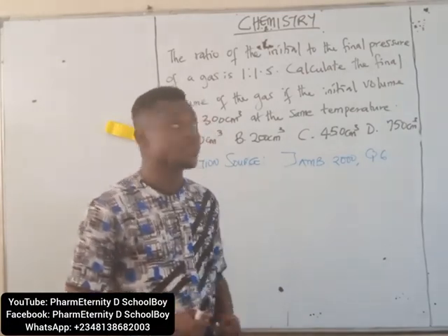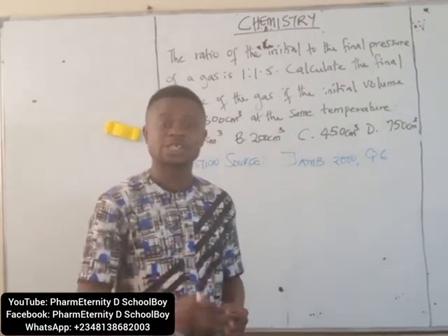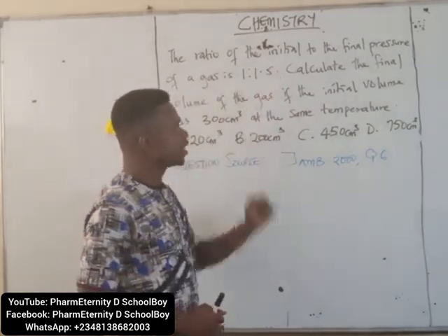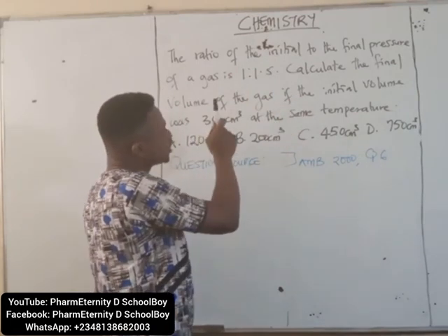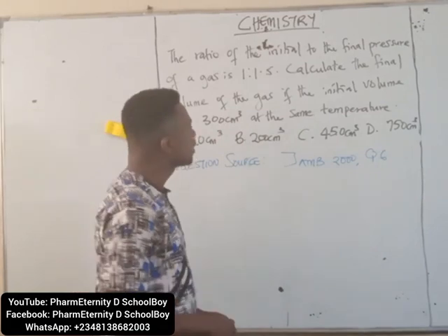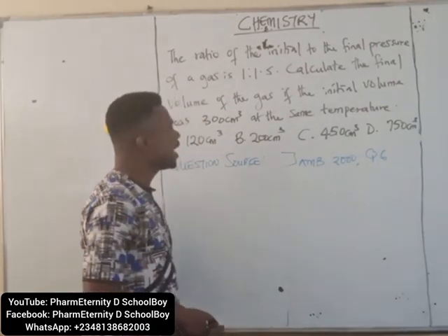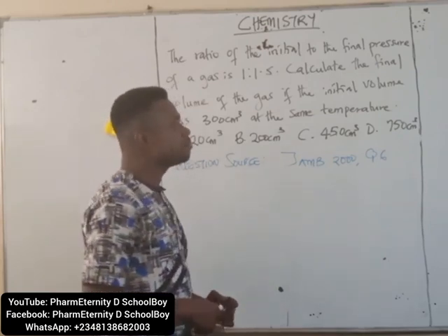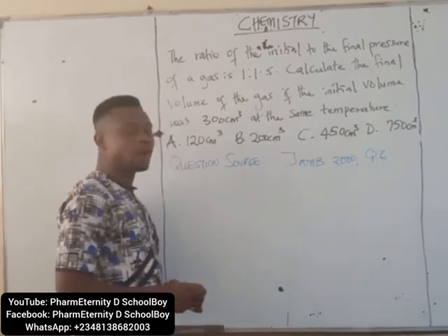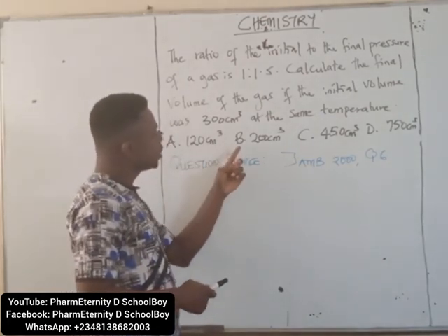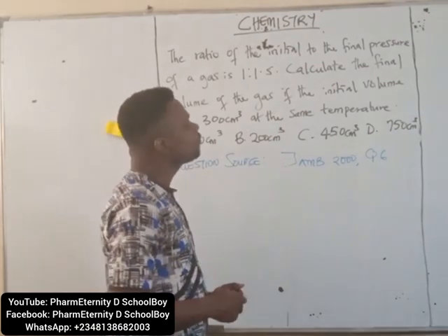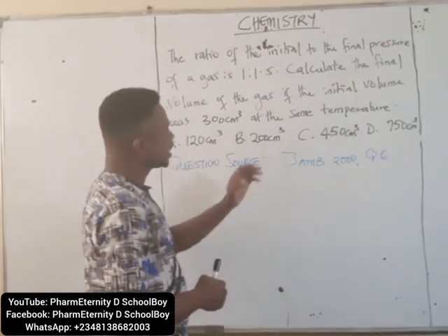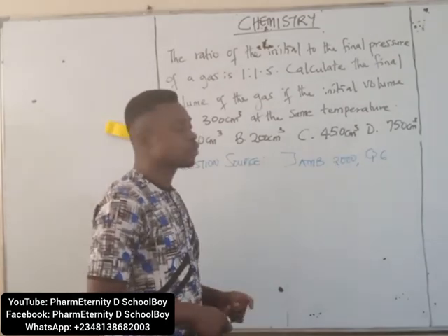Today we are going to take a look at chemistry, and we have a question on the board. The question says, the ratio of the initial to the final pressure of a gas is 1:1.5. Calculate the final volume of the gas if the initial volume was 300 cm3 at the same temperature. Option A, 120 cm3, B, 200 cm3, C, 450 cm3, D, 750 cm3. The question source is JAMB Chemistry 2000, question 6.